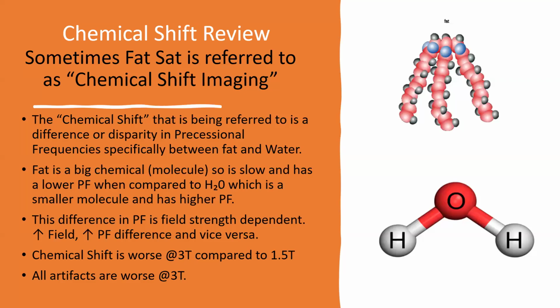Chemical shift artifact. Chemical shift is when we're trying to put too many frequencies in a pixel. A pixel can only hold a certain number of frequencies. Now, chemical shift imaging is another term for FATSAT. That's why I threw this one in here. So if you see the term on your registry, chemical shift imaging, blah, blah, blah, they're talking FATSAT. It's a fancy name for FATSAT, chemical shift imaging.